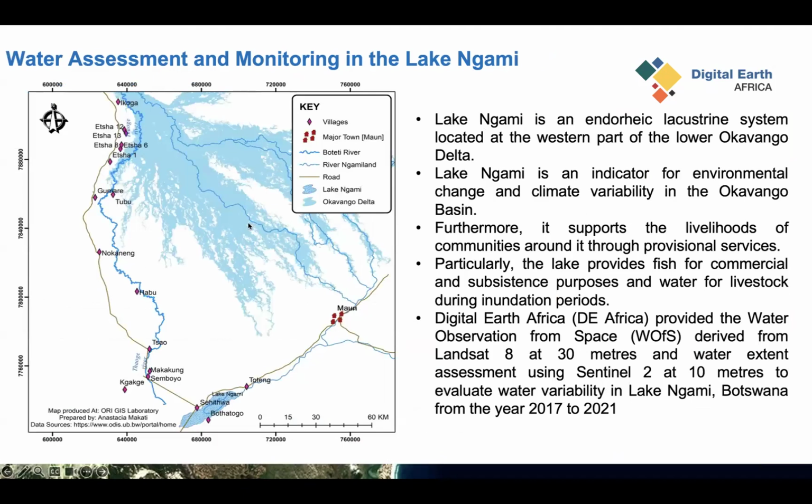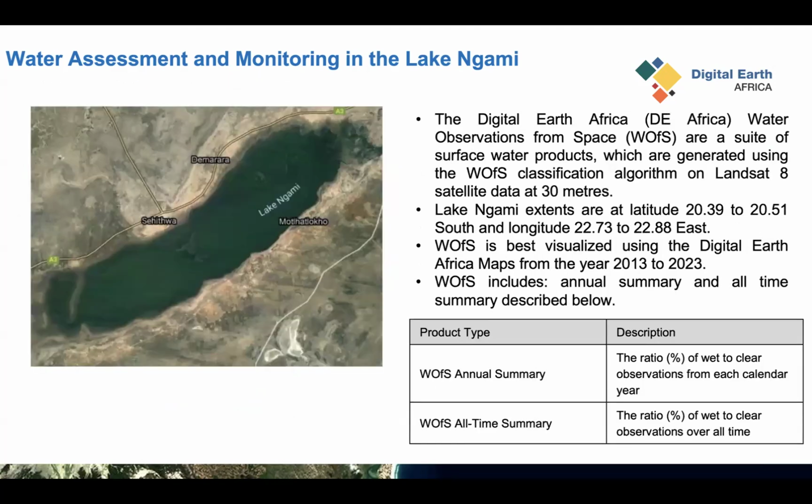Lake Ngami is part of the Okavango Delta, as you can see from this particular map shared by the University of Botswana. And Lake Ngami itself serves as an indicator of environmental change and climate variability. Using Digital Africa water observation from space, we're able to see those trends, initially using the water observation from space and later the Sentinel-2 water index, and even looking at the water body service developed by Digital Africa.